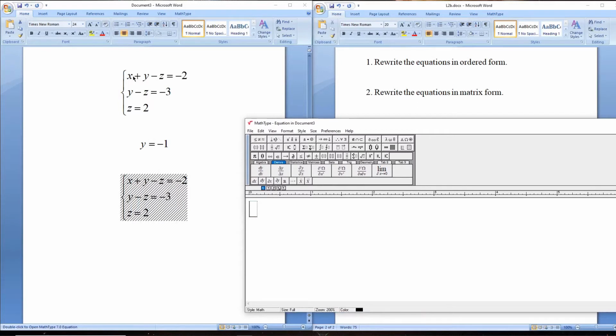So we have x plus y. Now we know y is minus 1. And then it says minus z, and we know z is 2. And then all of this has to equal minus 2. So minus 1 and minus 2 is a minus 3. And then we'll add 3 to both sides to get our answer for x then.